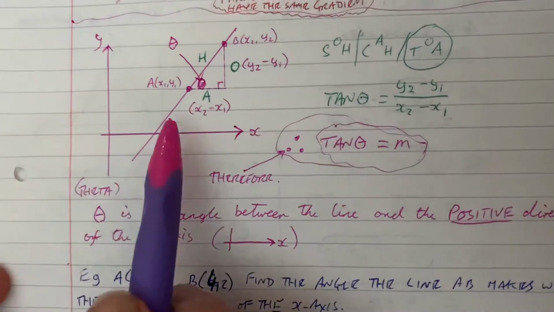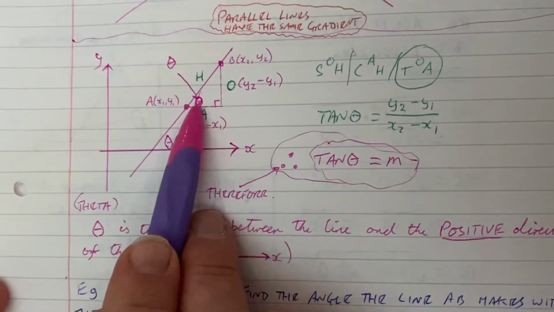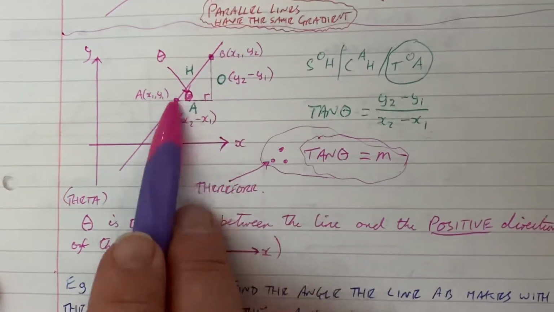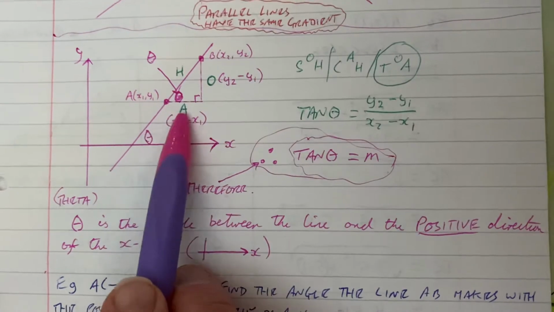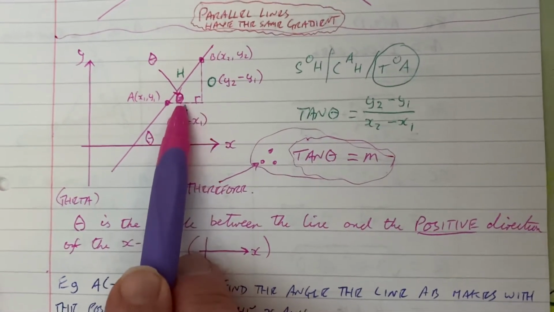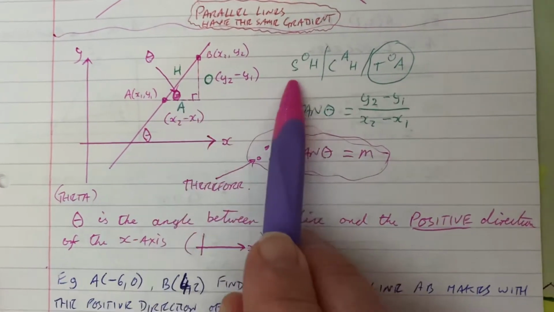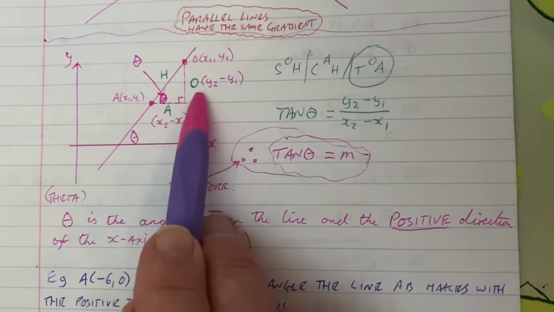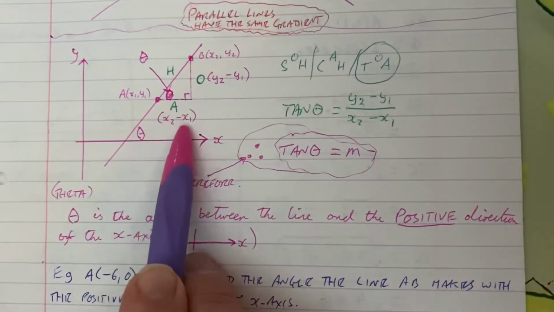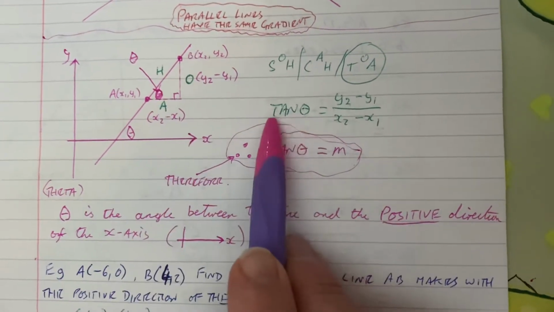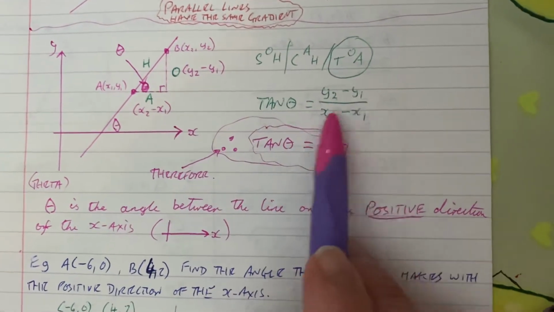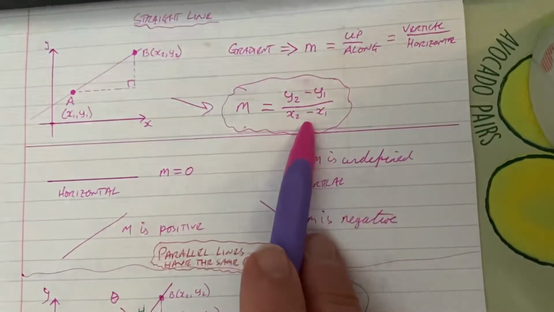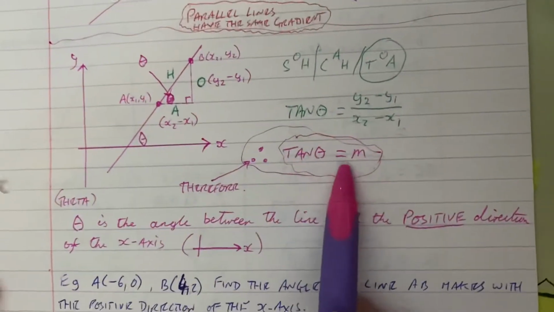So looking at this one, what we've got here is a theta and a theta, using our F's and Z's. So we've got an F here, so these are both theta. In this case, because we're looking at angles and it's a right angle triangle, we're looking at SOHCAHTOA. So here, theta, this is O, this is A. O is y2 minus y1. A is x2 minus x1. So tan theta is y2 minus y1 over x2 minus x1, which is exactly the same as your gradient formula. So tan theta equals m.